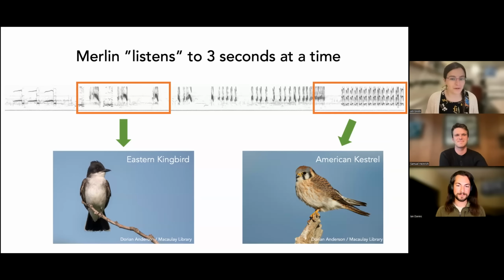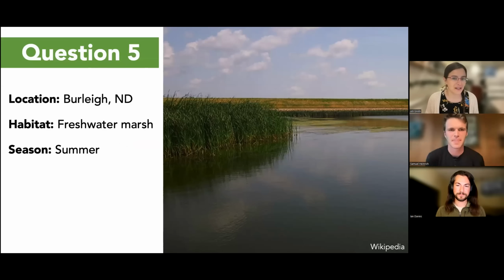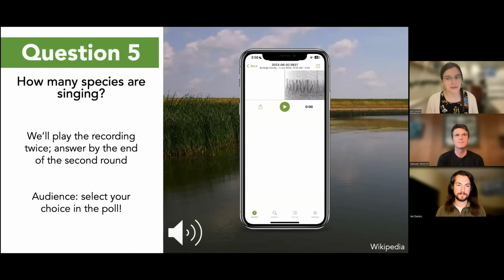So we've got one final question here. We have Sound ID question 5. And this question is going to be a little bit different. So we'll set the scene again. You are birding in North Dakota in a freshwater marsh, and it's summer. And the question this time is, how many species are singing? So I don't need identifications. If you really want to, you can identify the species that are singing here, but I just want a number. Somewhere between 1 and 10, how many different species of birds are singing in this recording?